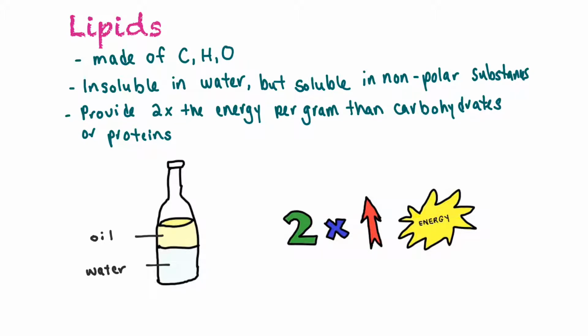Like carbohydrates, lipids are made of carbon, hydrogen, and oxygen, but in very different ratios, and we'll look at that in the next part of our video. Lipids are insoluble in water, but they're soluble in nonpolar substances because they're hydrophobic compounds. Lipids also provide 2 times the energy per gram than carbohydrates or proteins, which is why we often suggest that you need to limit your lipid intake because there's a lot more calories in lipids or fats than carbohydrates and protein.